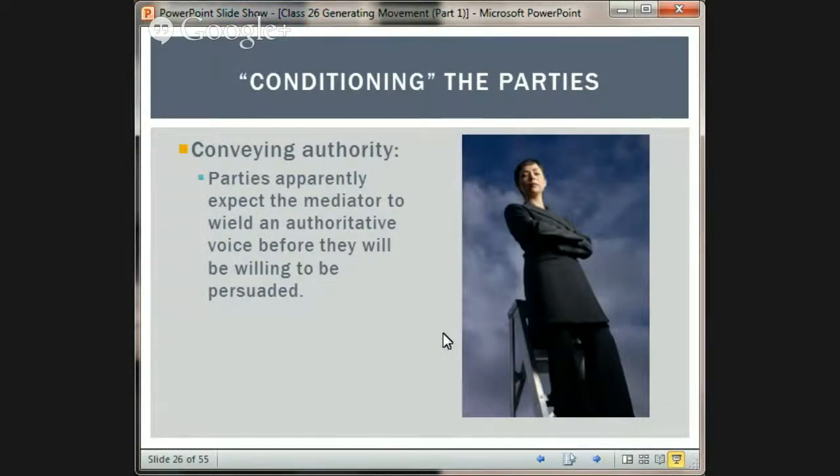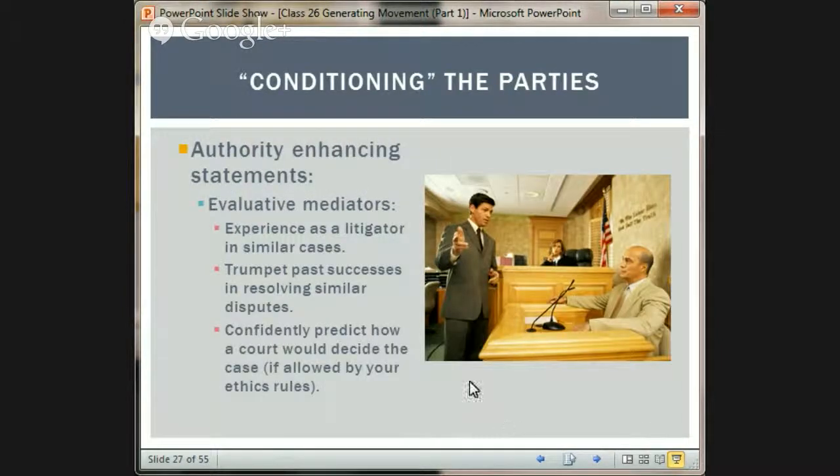This is interesting. Parties apparently expect the mediator to wield an authoritative voice before they are willing to be persuaded. Now, that makes some sense. It's kind of odd, because we really don't have any control over the outcome, but in order to help them make shifts, they have to feel like maybe we are slightly one up by experience or training. They suggest that depending on your style, you're going to be doing this in a slightly different way.